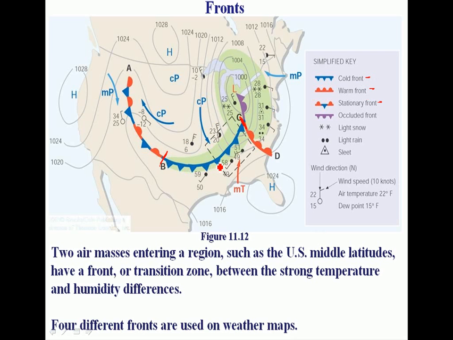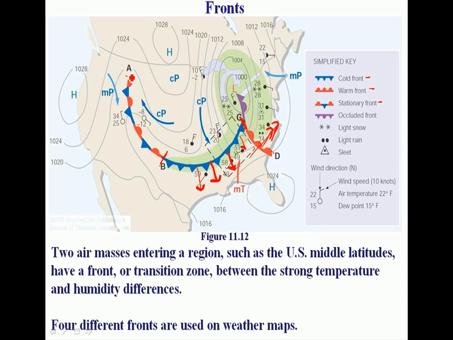Notice that these triangles, is the best way to describe it, are pointing in this direction, which means the cold front is moving from northwest to southeast. We have a warm front here, and notice that the half circles are pointing in this direction, which means the warm front is moving from southwest to northeast.